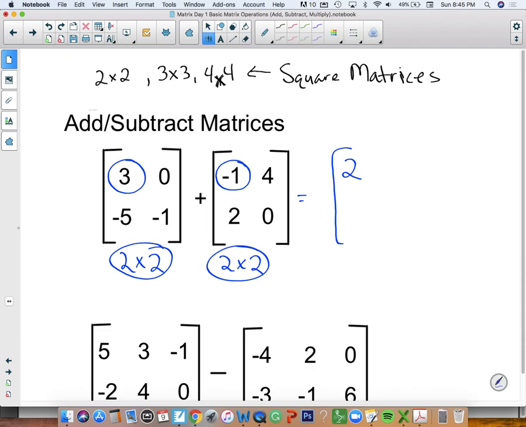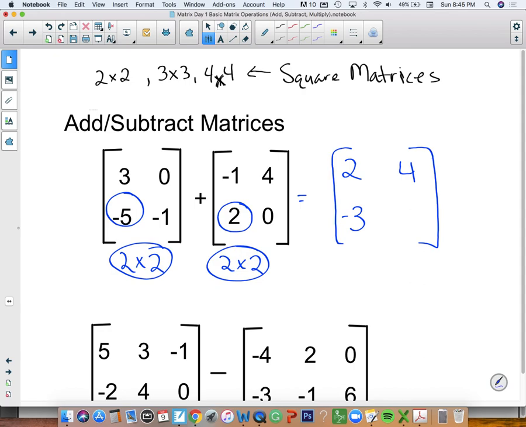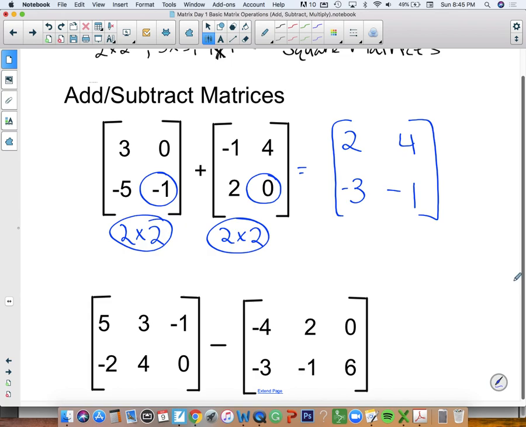All right? So let's move these over here. Let's look at the 0 and the 4. 0 plus 4 is just 4. It goes in that corresponding slot. Next one, a -5 with a 2. -5 plus 2 is a -3. And then the last one, -1 plus 0 is -1. So we have a new 2 by 2 matrix after we added them together.